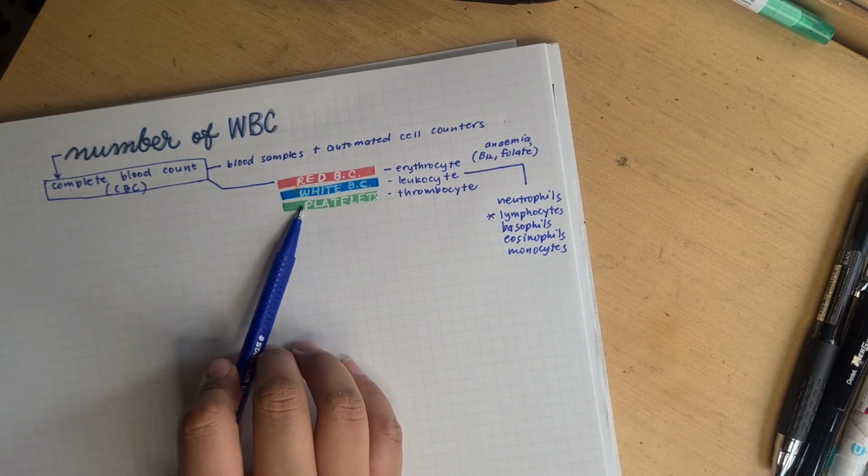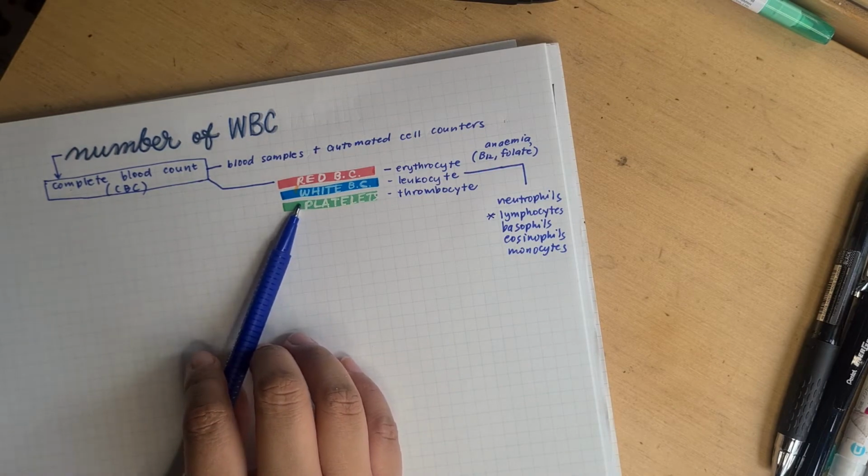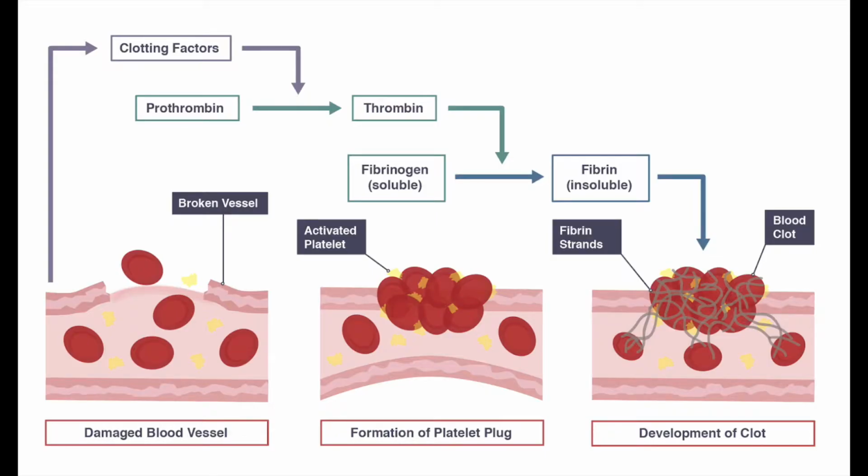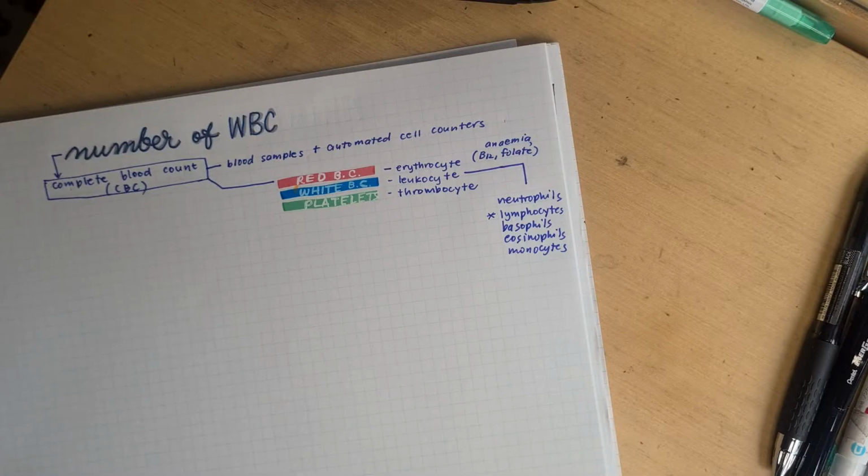And lastly, we have platelets or thrombocytes. This is a fragment of a cell and is mostly responsible for blood clotting. Blood clots help our body prevent excessive blood loss.